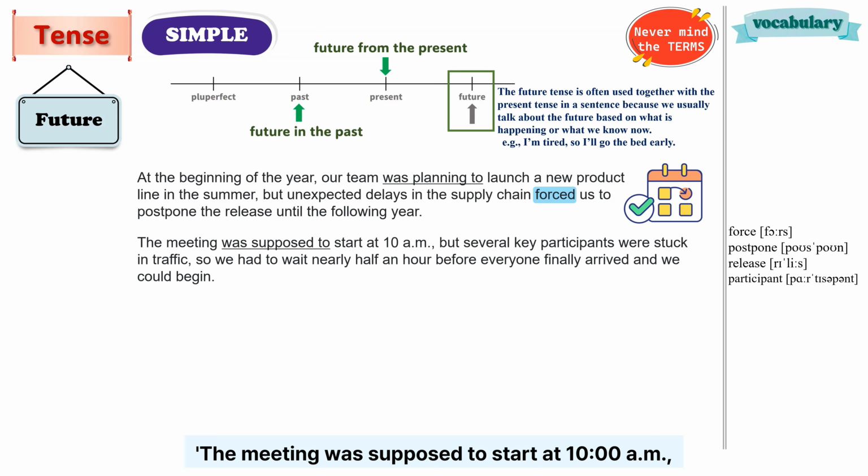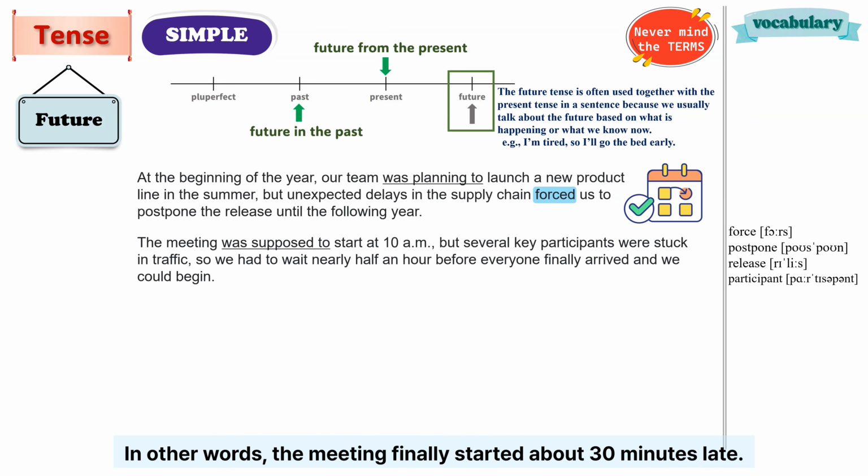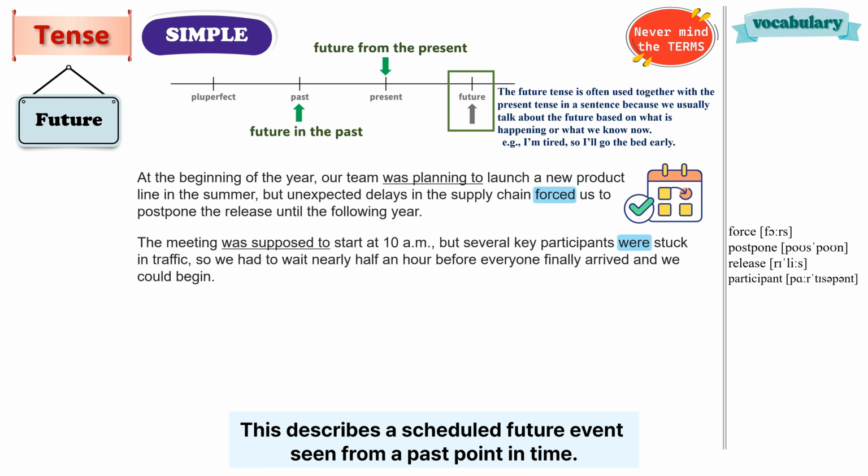The meeting was supposed to start at 10 a.m., but several key attendees were stuck in traffic, so we had to wait nearly 30 minutes before everyone arrived and the meeting could begin. In other words, the meeting finally started about 30 minutes late. This describes a scheduled future event seen from a past point in time.